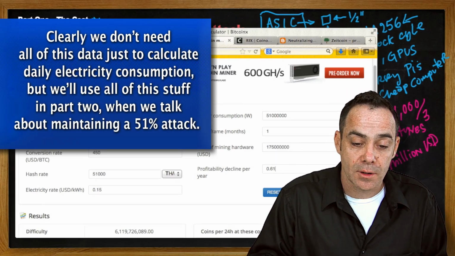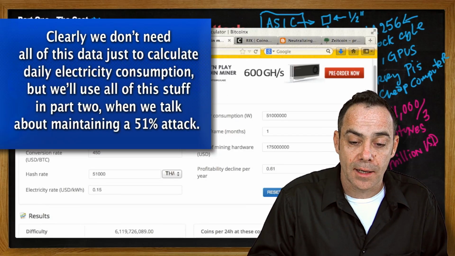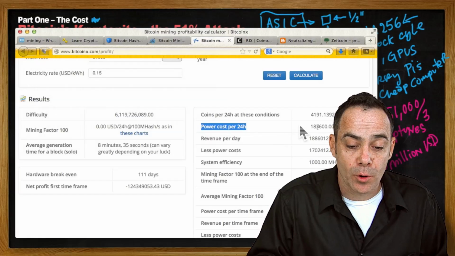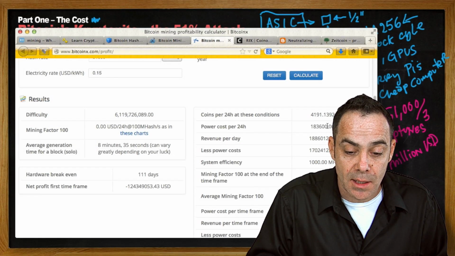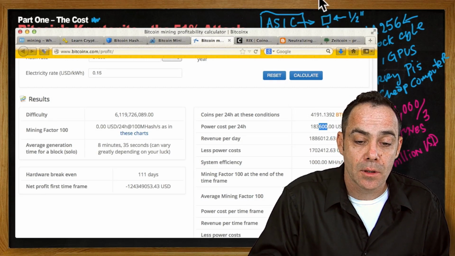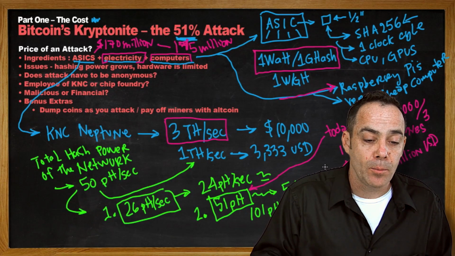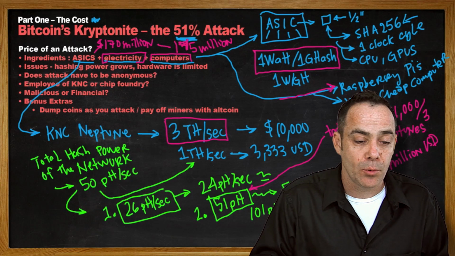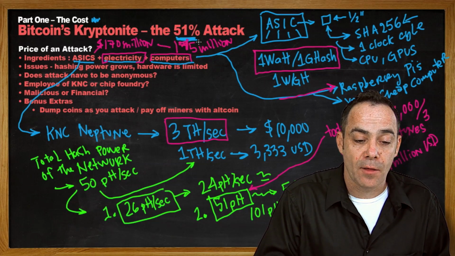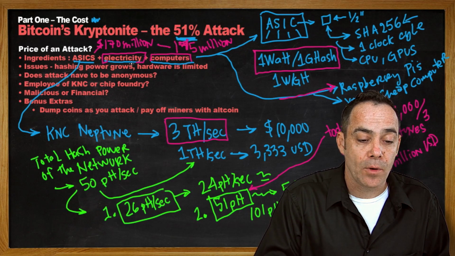But this thing, fortunately, is now going to calculate our electricity costs. And here it is. Power cost per 24 hours, and that price is in dollars, and we are talking $183,000. So if we wanted to run a 51% attack today, now we have a pretty good price. We've got $170 million just for the ASICs. We've added another $5 million for the computers, and now we've added electricity.